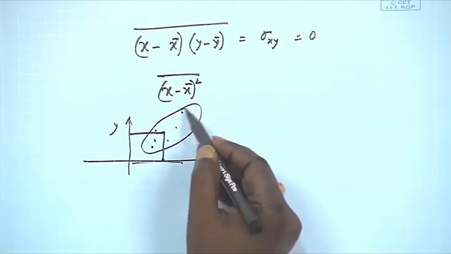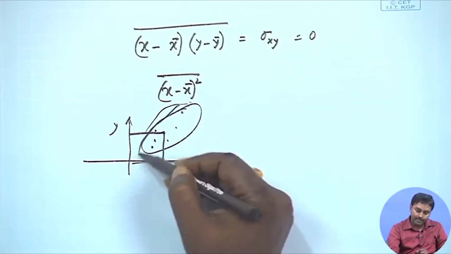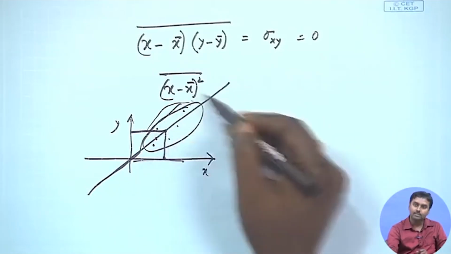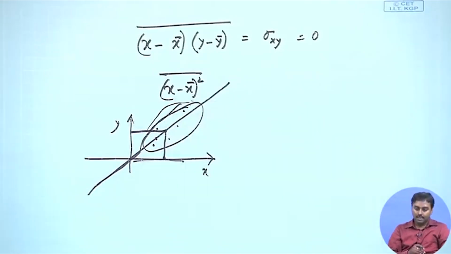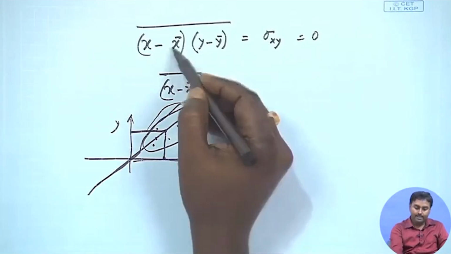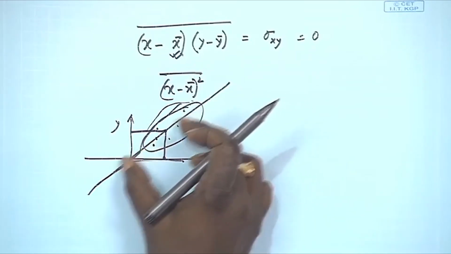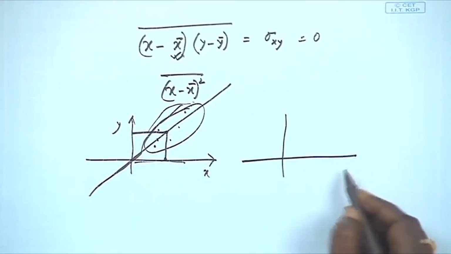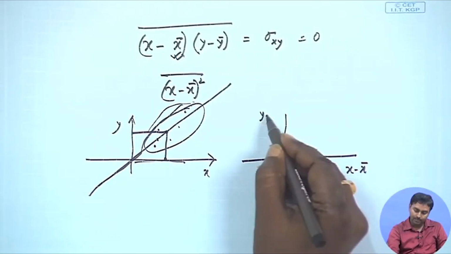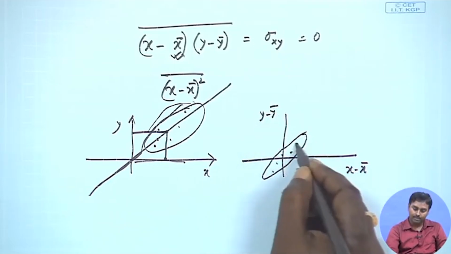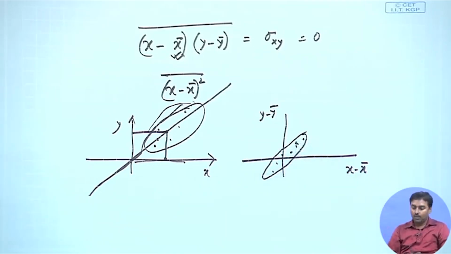So, it will all be scattered in this fashion. If you draw y equal to x, it will be around this. And if I take out x bar from each of the samples, this will get shifted. If I now plot x minus x bar and y minus y bar, it will be clubbed around this. Once you observe this kind of plot in the scatter diagram, you can say that they are highly correlated.